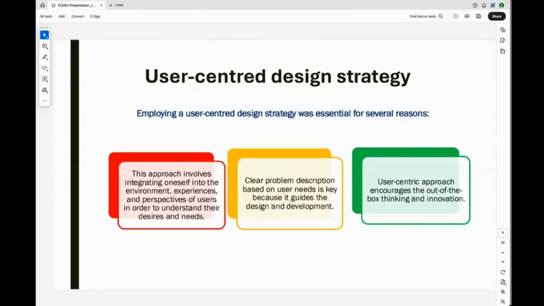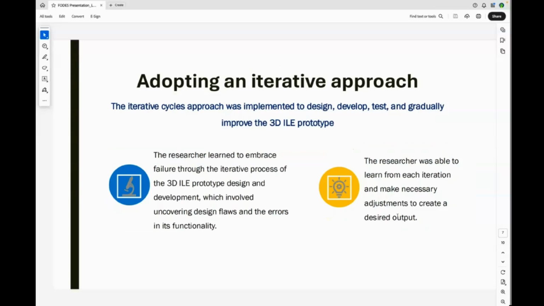And also, using a user-centered design can help with the problem description, because your focus will be solely based on the needs of the users. So that guides your design and development. And also the user-centric approach encourages out-of-the-box thinking and innovation, because when you try to design something with the user in mind and their problems, you definitely consider all possible ideas in order to address their needs. So it unleashes some creativity in you.